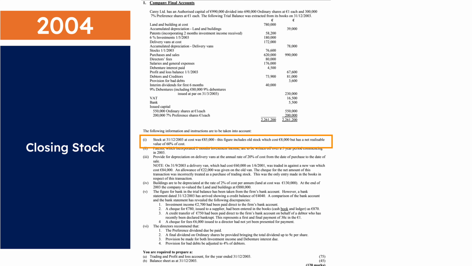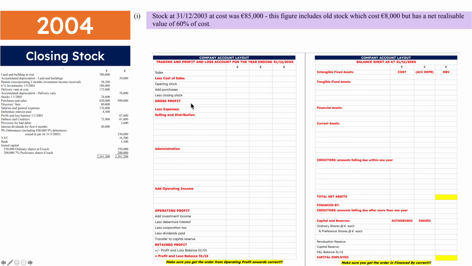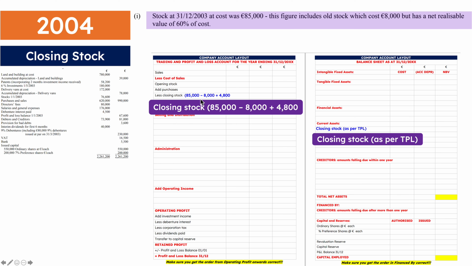2004 then, one tiny little adjustment. Stock 31st of the 12th 2003 at cost was 85,000. This figure includes old stock which cost 8,000 but now has a net realisable value of 60% of cost. Okay, so we just put 85,000 minus 8,000 plus 4,800 into the trading account, and then we put closing stock as per TPL into the current assets.